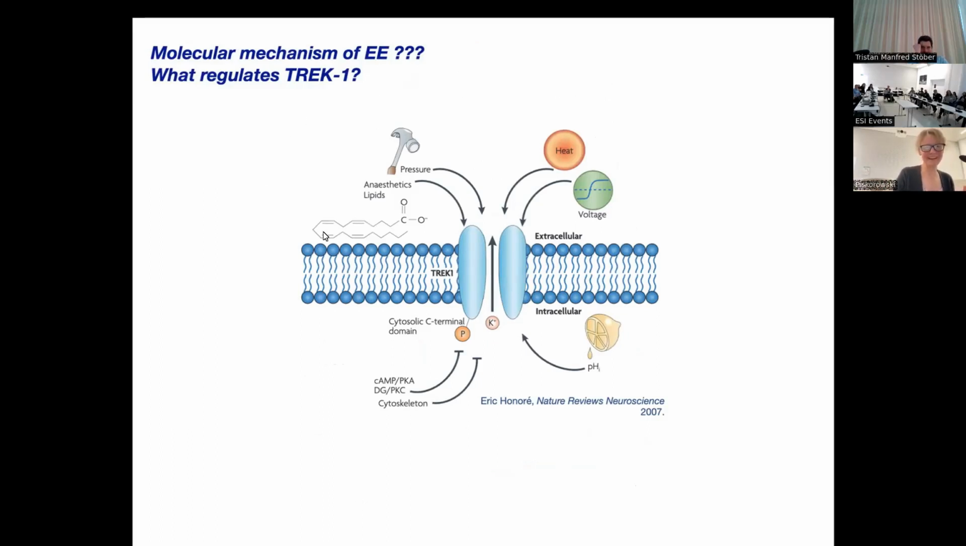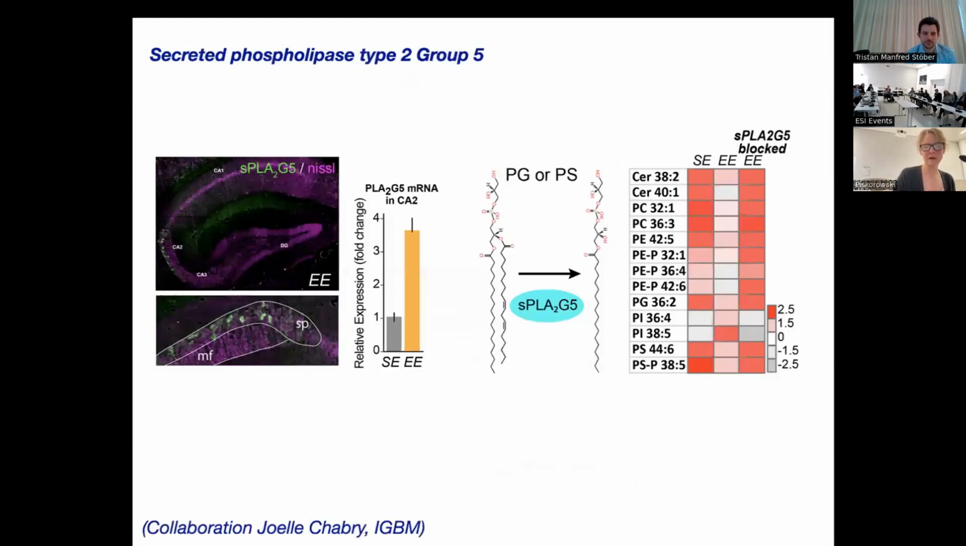But we've now realized, having zoomed in, that it's probably through this lipid signaling. So the lipid composition can really change the open probability of these channels. And we have a friend down in Nice who studies these inflammatory responses, and she's really interested in stress-induced inflammatory responses.